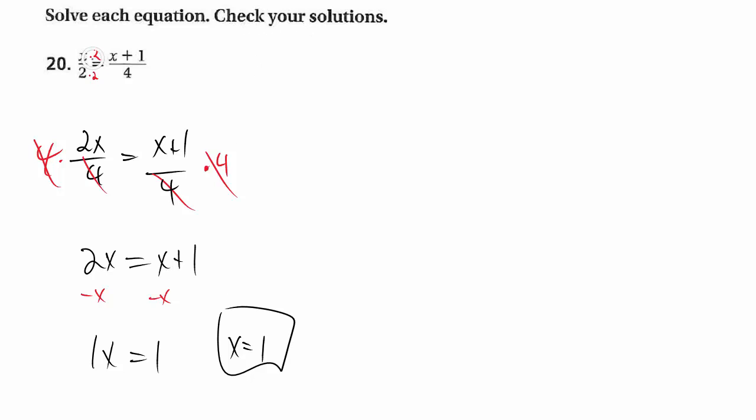And they say check your solution. So let's see if this works out. If x is 1, put 1 in place of x, equals 1 plus 1 over 4. Sure enough, 1/2 is equal to 2/4. So this does check out. I know this answer is right.